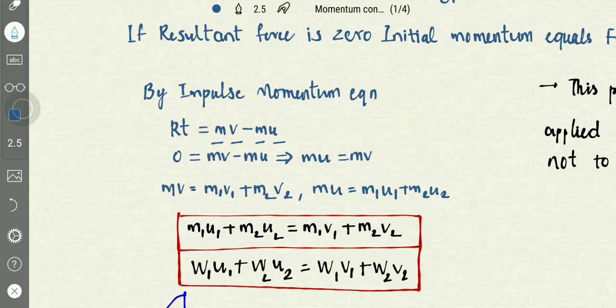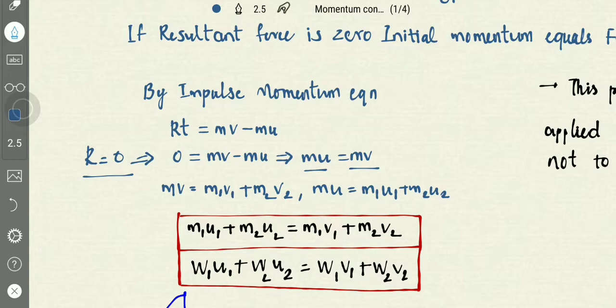So here, according to the statement of conservation of momentum, if the resultant force is zero, so if R is equal to zero, then the LHS will become zero, and the RHS, MV minus MU, remains the same. Then, if MU goes to the other side, it becomes MU is equal to MV. This is what the statement is saying. If the resultant force is equal to zero, the initial momentum is equal to the final momentum.